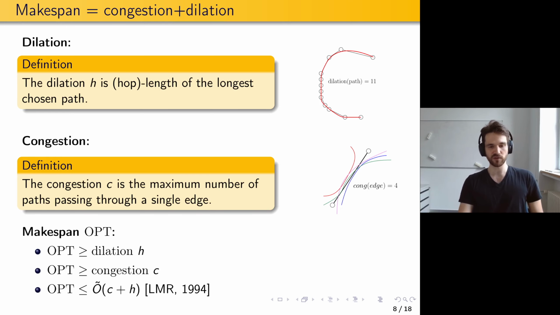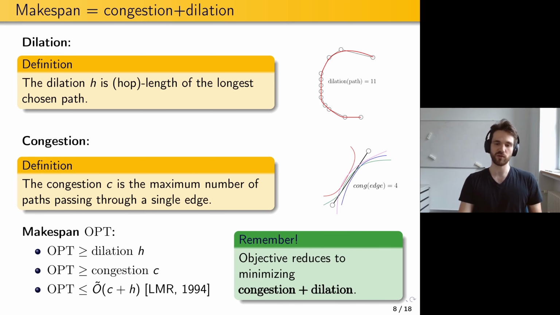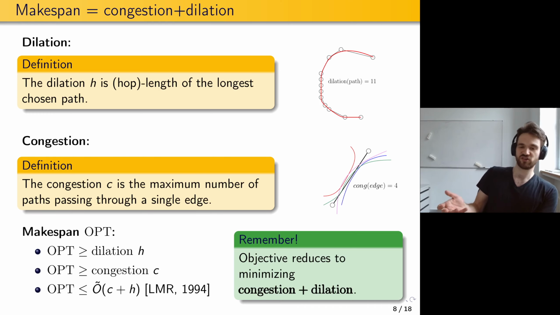But I'm not going to go into this. The thing that I want you to remember is that minimizing the makespan is the same as minimizing the congestion plus the duration, up to log factors, and you don't even need to lose the logs in every model. So just remember, minimizing makespan is the same as minimizing congestion plus duration. It's like a joint minimization of congestion and duration.